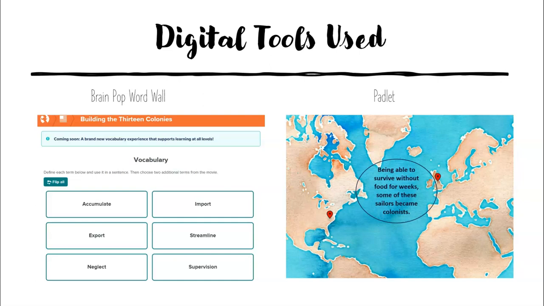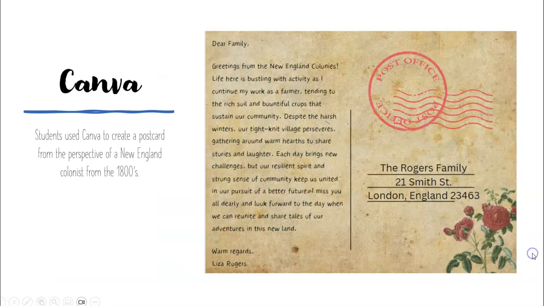So the digital tools we used, like I said, the vocabulary from the Brain Pop word wall. And then we used Padlet, where they would take one of their words and put it into a sentence on our Padlet word map that we made together.